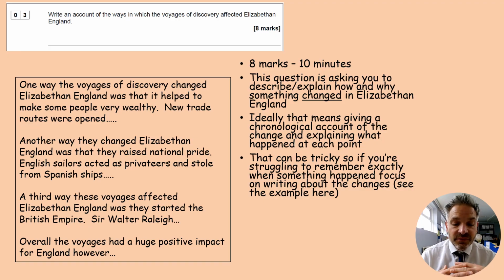So in this case, instead of saying, right, this happened and this happened and this happened, this is why they were important, I've just taken the impact or the effect on Elizabethan England. So I've said one way the voyages of discovery changed Elizabethan England was that it helped make people very wealthy. And then I would go on to explain who and how and why. And then I've done another one about raising national pride. I've even done a third one there, which is about the beginnings of the British Empire. And that is a perfectly acceptable way to do this question, and probably a bit easier than tying yourself in knots over the chronology. Though if you can do that, fine.